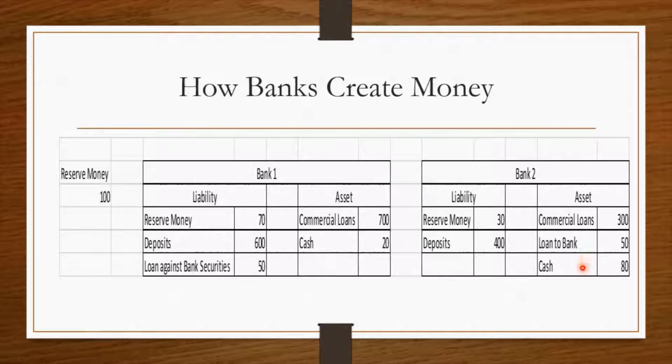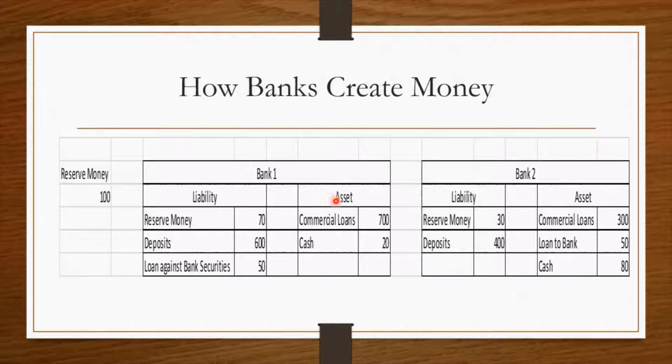What happens is, also let's add the cash component to it. This bank has $20 of cash component, and this bank has $80 of cash component. So let's add them up. $670 of liability against $720 of assets. $430 of liability against $350 of assets. So how will the banks balance their books now?